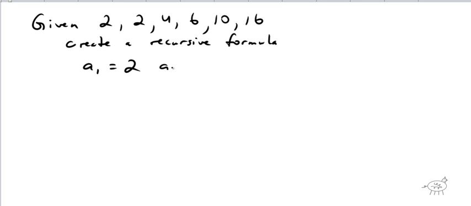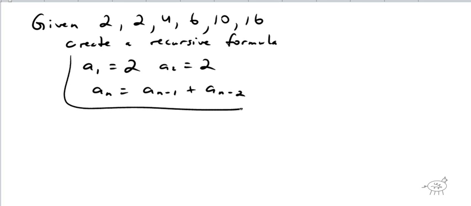Well, I really need to define my first and second term then. So when I say a sub n, it's the previous term plus the one before that. Right? I'm adding the 2 terms before to get my next term. And that's exactly what it is. So this is my recursive formula. Test it out. a sub 3 is 2 plus 2, 4. a sub 4, 2 previous terms, 2 plus 4, 6. a sub 5 is 4 plus 6, which is 10.